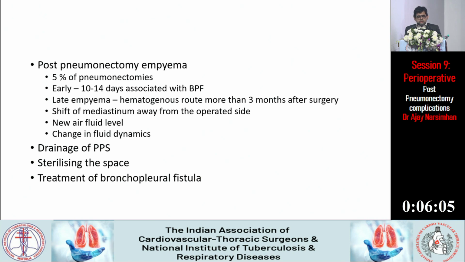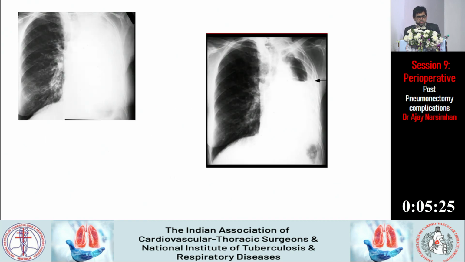Early empyemas, at 10 to 14 days, are usually associated with bronchopleural fistulas. Late empyemas are acquired through the hematogenous route more than 3 months after the surgery. You can recognize this on radiographs by the shift of mediastinum away from the operated side as opposed to the same side, and new air fluid levels occurring and change in fluid dynamics. What was white earlier is now going to become black, what was black now becoming white. The mainstay management includes drainage of the post-pneumonectomy space, sterilizing the space, and treatment of the bronchopleural fistula if you have any. But as I told you, drainage should be done under ultrasound guidance, because you shouldn't end up putting an ICD in the heart.